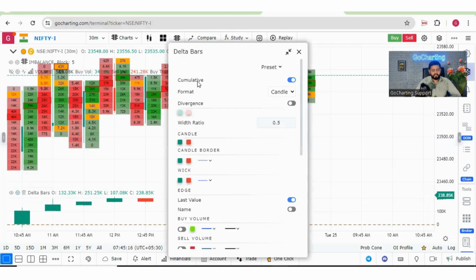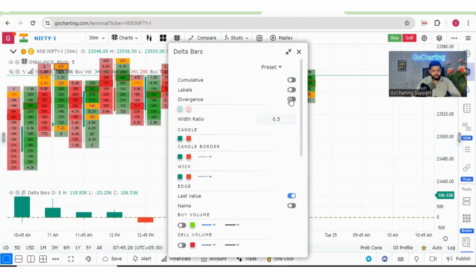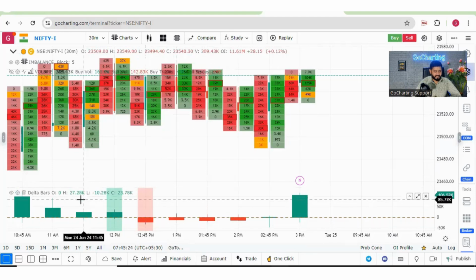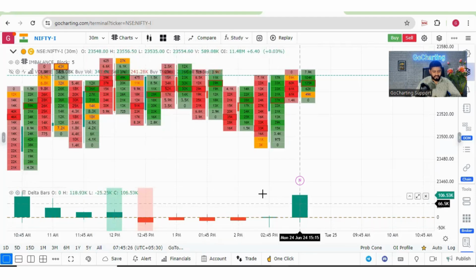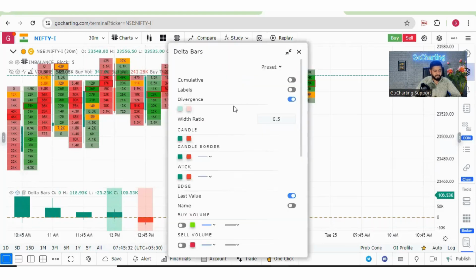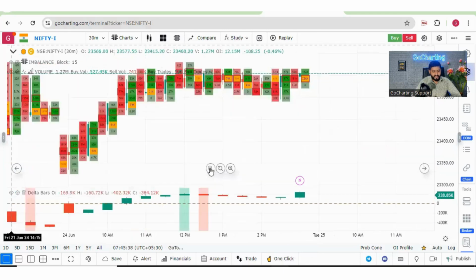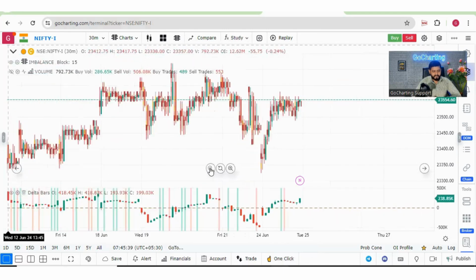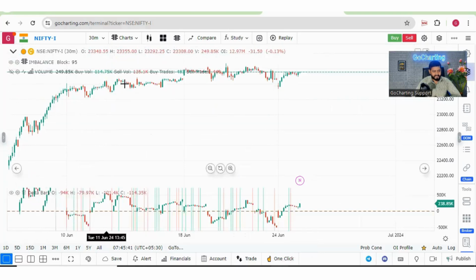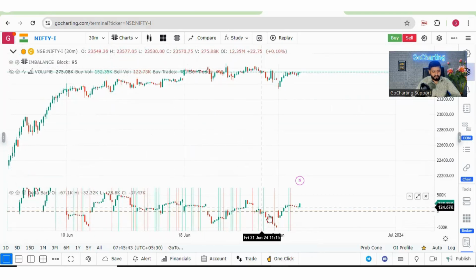So first setting is cumulative. So if I switch off the cumulative and if I switch on the divergence, then I am seeing the divergence. Okay, so these are the divergence about which we will talk in a little bit. And if you want to see the cumulative delta, you have to just switch it on. And now your cumulative delta bars will be acting like candles. Okay, so you can see that you have price candle over here and the delta candle below here.